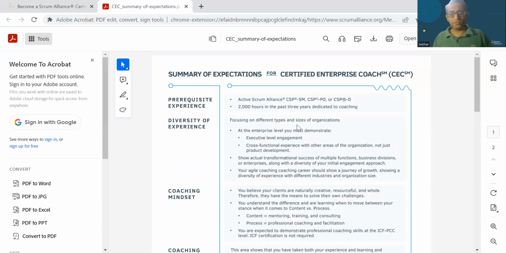Okay, so focusing on organizations of various sizes and dimensions, that is more important for us. What scale you did coaching, or what scale you transformed organizations, or what scale you really catalyzed the change. That is something which is very valuable for us. So at an enterprise level, you demonstrate executive level engagement, cross-functional experience between the teams and other areas of the organization, not just product development. Yeah, product development is important, but it is not something we focus on in this application.